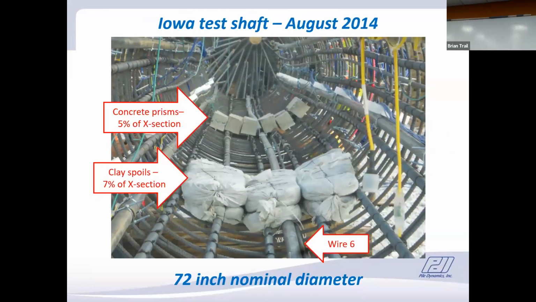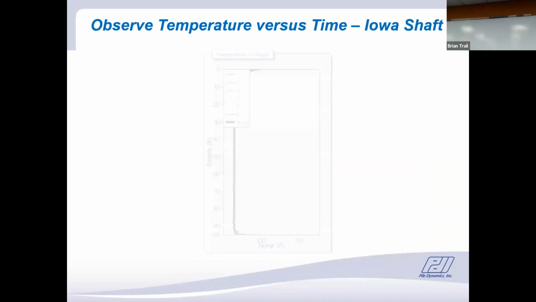Different states then got wind of this technique. The Iowa Department of Transportation contacted Iowa State University to test it out. They made a test with bags of clay spoils attached to the inside of the cage, and also cured concrete prisms representing 5% and 7% of the cross section. And wire number 6 was located along the axis where these defects would be located.